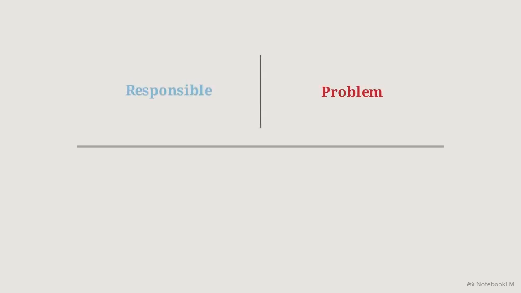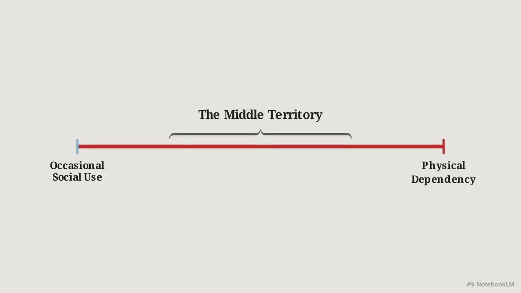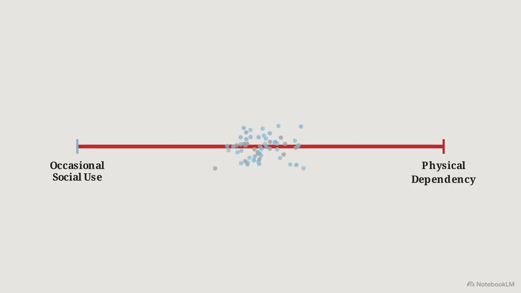Today, we're looking at something harder to measure. This diagram shows alcohol use as a wide, continuous spectrum. It is not a binary choice between drinking responsibly and having a problem. Instead, it ranges from occasional social use on one end all the way to physical dependency on the other, with a vast amount of territory in between. Most people who drink sit right around the dead center of that spectrum.